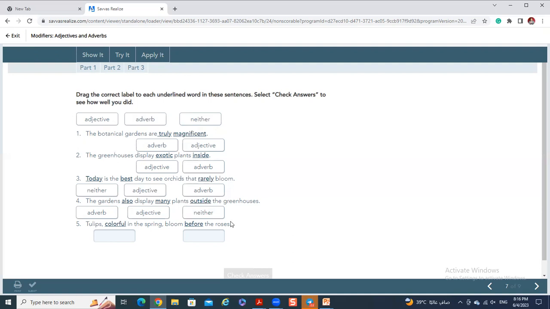Okay, Junior Taha again. Tulips colorful. So colorful modifies tulips. Adjective. Again, it's like outside, Streamer Adam. Look here. Before the roses. It's neither. Perfect.